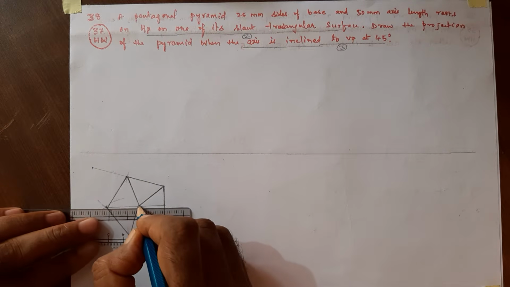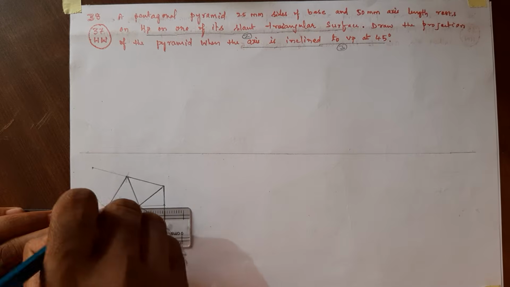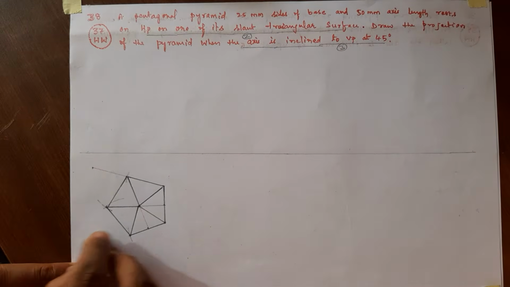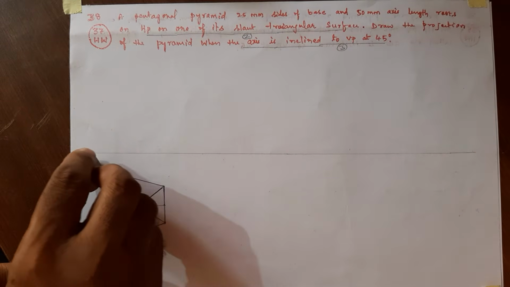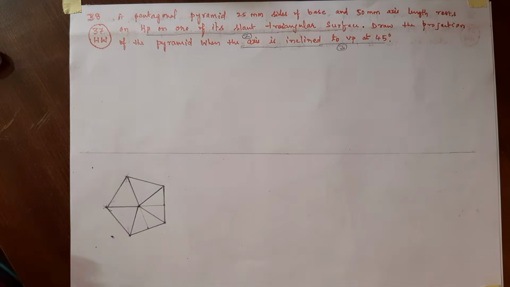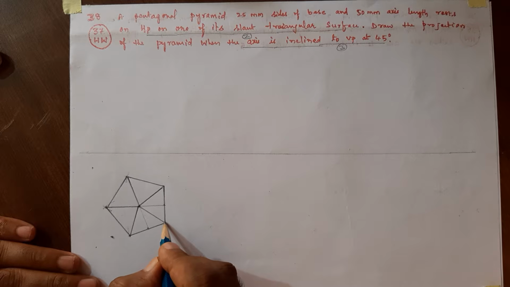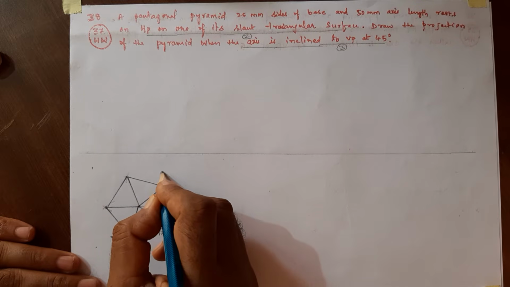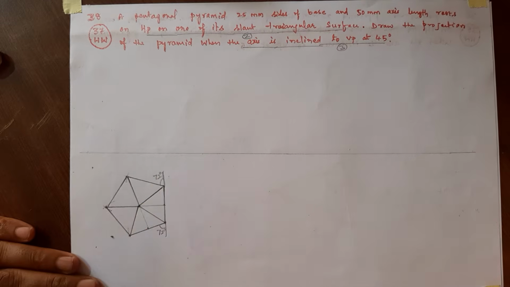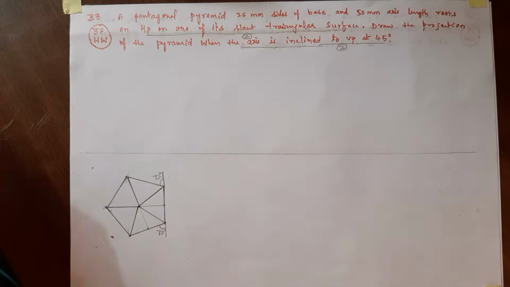Which gives the top view of the pentagonal pyramid resting on HP. Here are other construction lines and construction curves. Now this angle is 72 degree, and this angle is also 72 degree. But you need not write this. It is understood. You need not write the 72 degree.